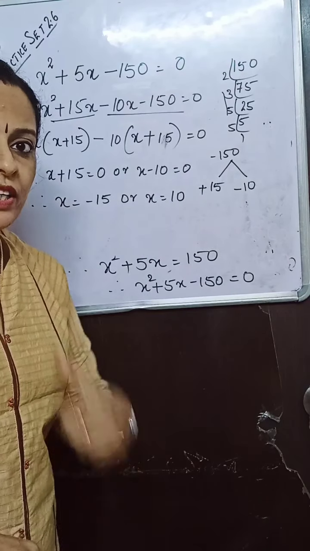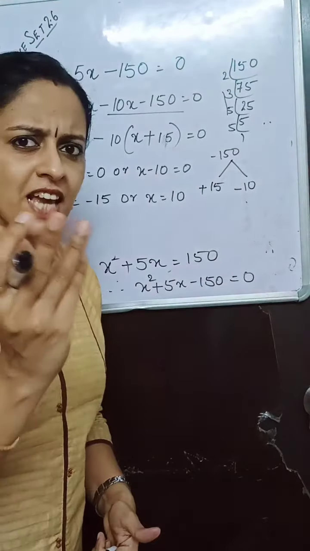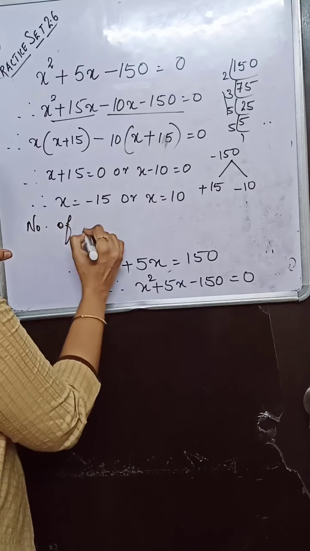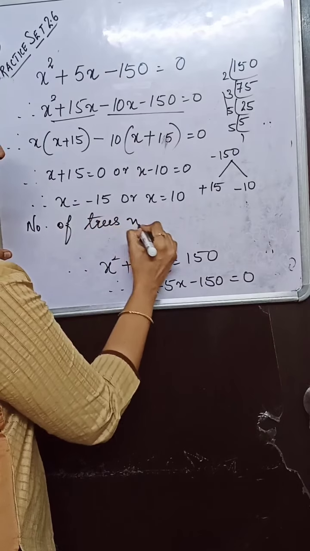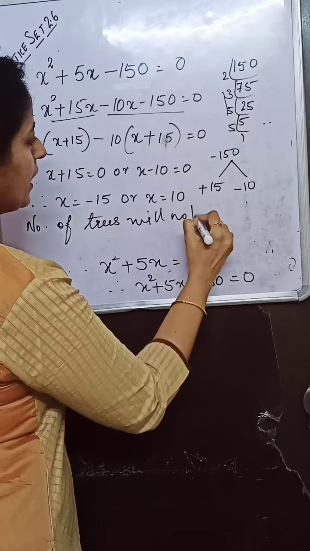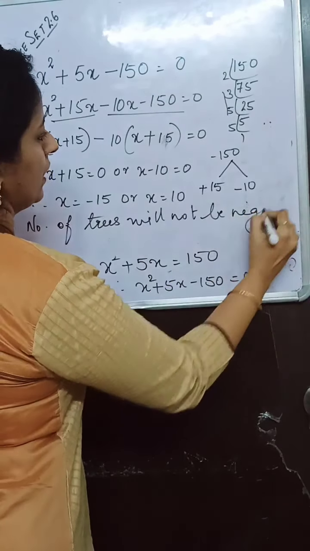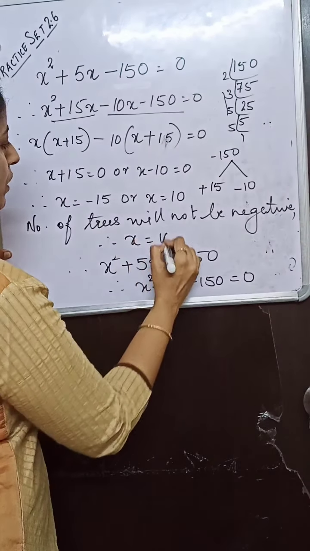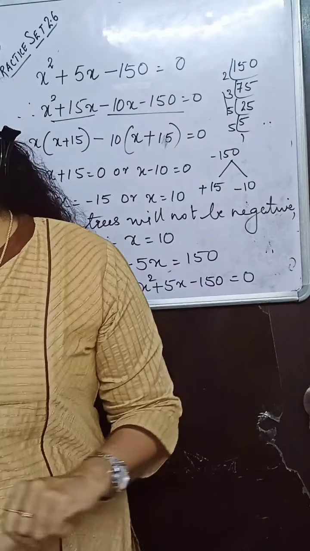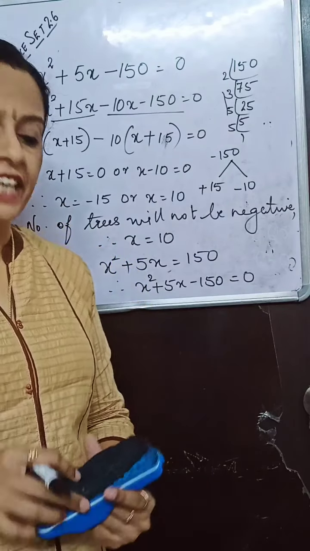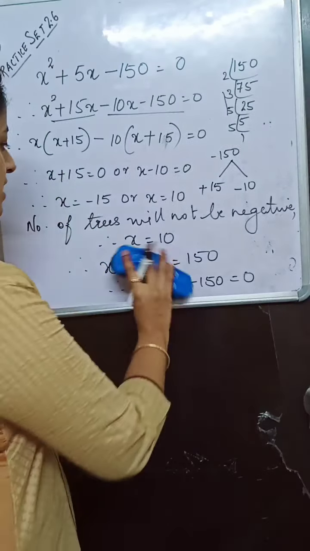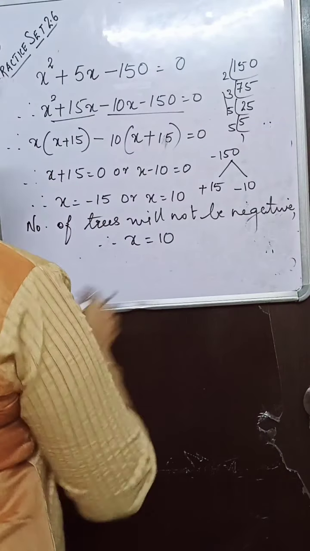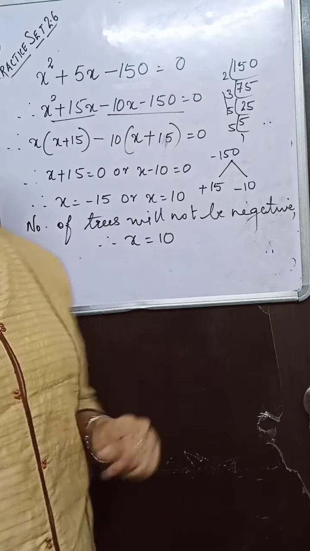Now, this is about number of trees. Number of trees can never be negative. So, you will write number of trees will not be negative. So, therefore, x is equal to 10. So, we will take the positive number. X is equal to 10. So, what you get is x is equal to 10.